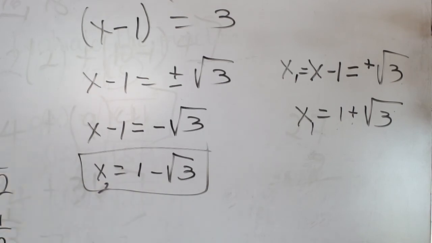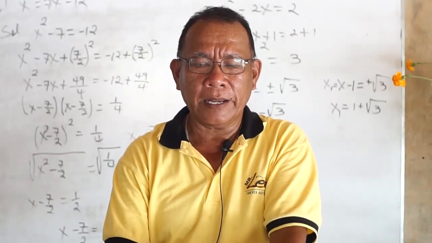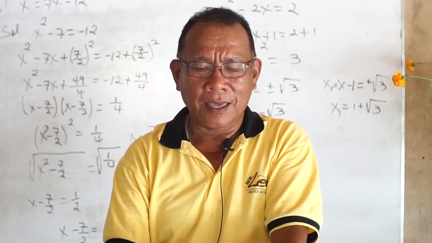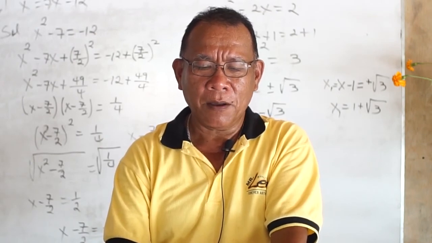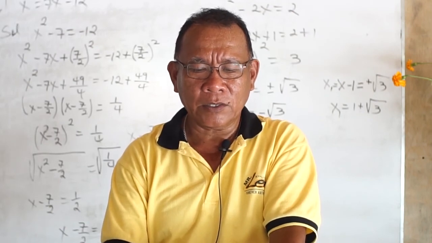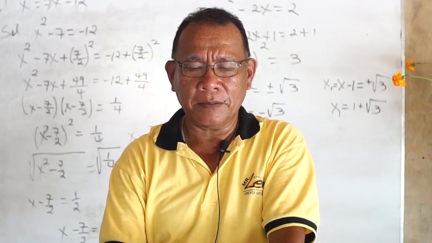Our activity for week 3 in Math 9: solve each equation by completing the square. Then write your answer on yellow pad paper.